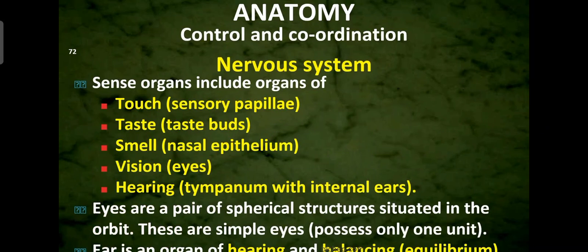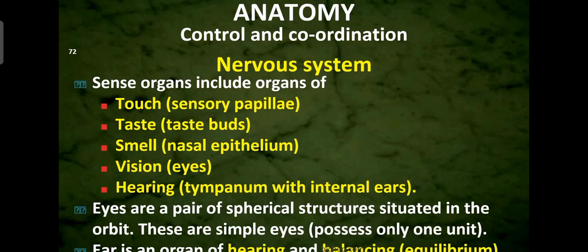Then the sense organs. Which are the sense organs of the nervous system? Sense organs include the organs of touch, that is, the sensory papillae are present. Taste buds are present. For smell, the nasal epithelium is there. For vision, eyes are there, and for hearing, the tympanum with internal ears. The tympanum is present behind the eyes, and then the internal ears.